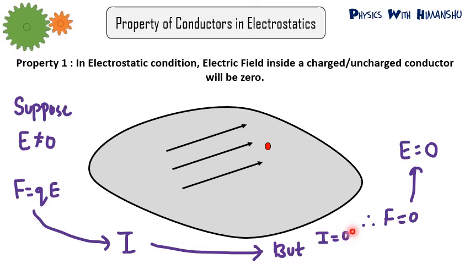But in electrostatics, current is equal to zero. So if current is zero, that can only be possible if force is equal to zero. And if force is equal to zero, then electric field will be equal to zero. So remember the first property: in electrostatic condition, the electric field inside a charged or uncharged conductor will be zero. Coming to the next property, for the other properties you have to remember this property and understand it.